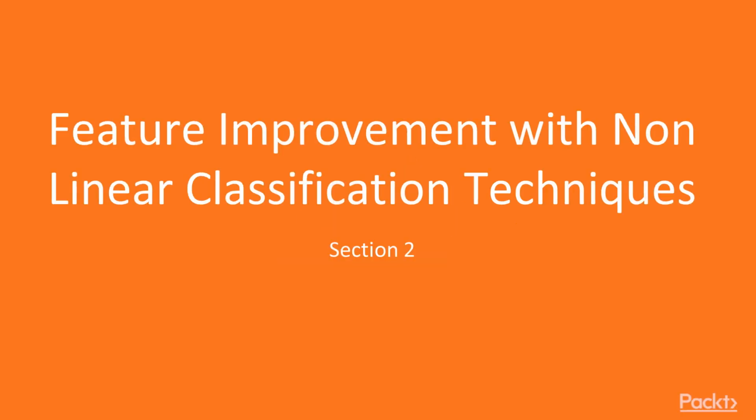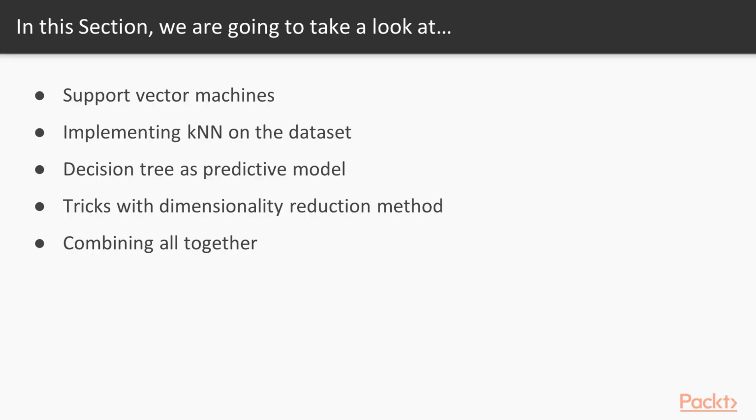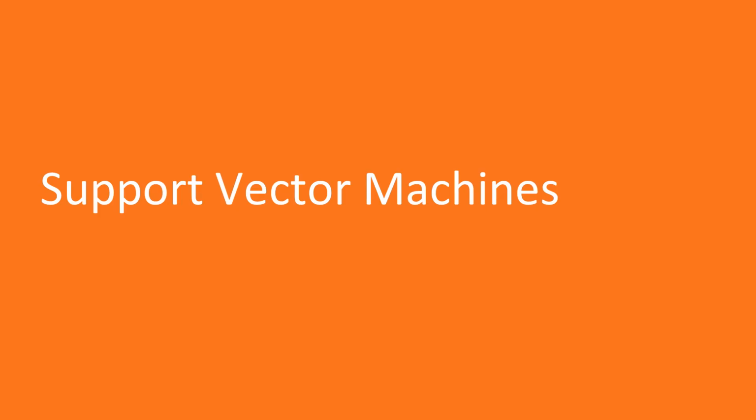Hi, this is the first video of the section Feature Improvement with Nonlinear Classification Techniques. In this section, we'll talk about support vector machines, we'll implement KNN on the dataset, we'll review decision tree as a predictive model, then we'll try a couple of tricks with dimensionality reduction methods, and then we'll combine it all together.